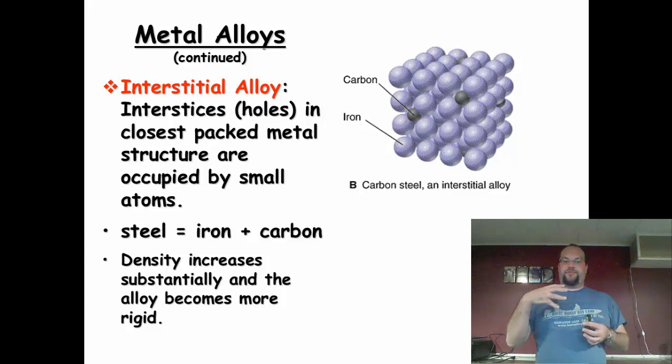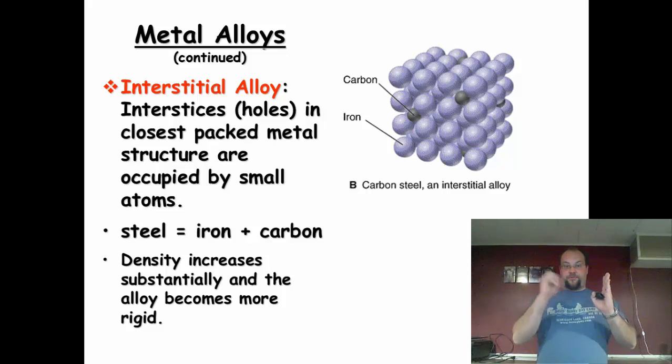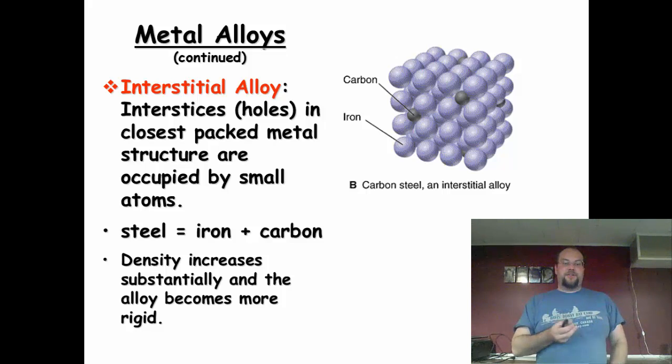So we take these smaller nonmetals usually, and we pack them in between the metallic ions. Obviously, that's going to greatly increase the density, right? We're not changing the size of it, we're just cramming stuff in the free spaces. That's going to drastically increase the density, and it's going to change a lot of the properties. It's first off going to make it a lot more rigid, okay? Steel is much more rigid than iron.